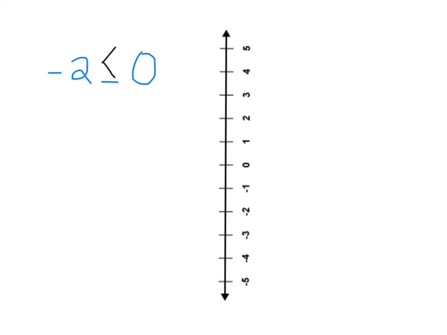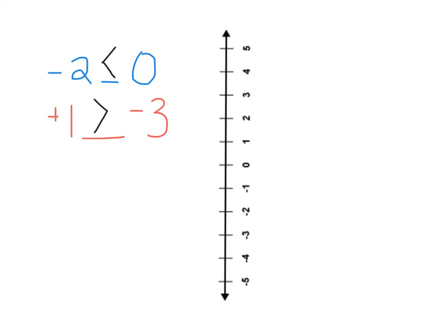So if we have positive 1 and we want to compare that to negative 3, we take a look at our number line and we have positive 1 is right here, negative 3 is down here, so the number on top is greater. The number on top is positive 1. So 1 is greater than negative 3.